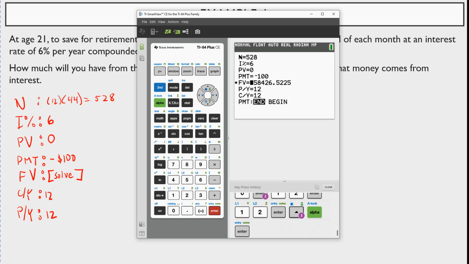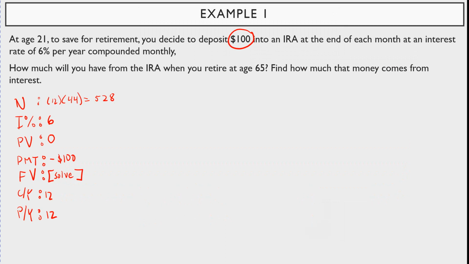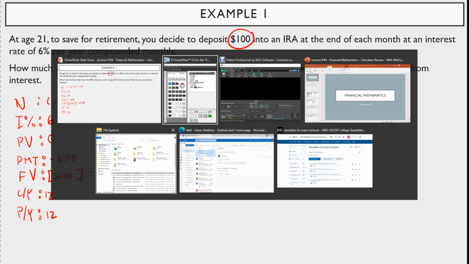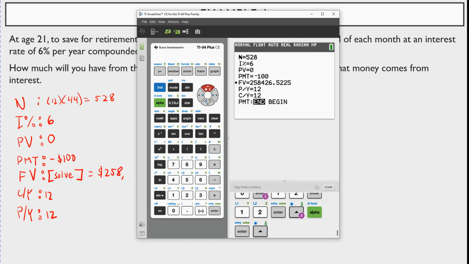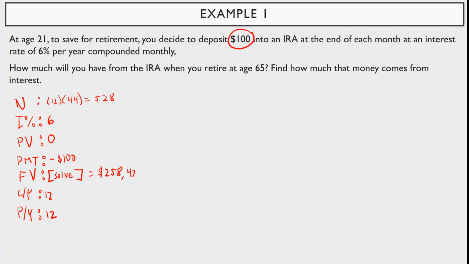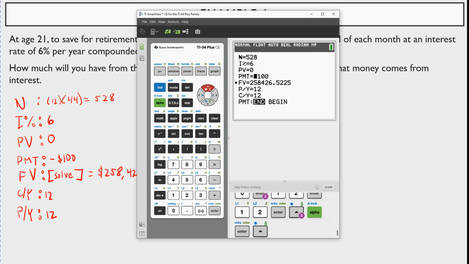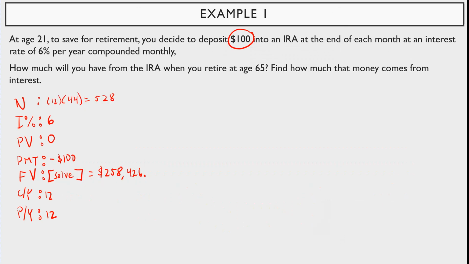And then look, this is how much will be in my account in the future. It'd be $258,426 and 52 cents. Boom. I know it's a little confusing for what you're plugging in here, but you can see how easy this is compared to using the formula.